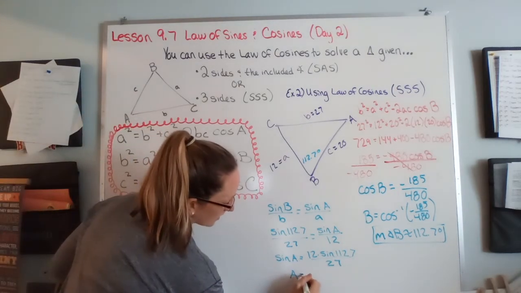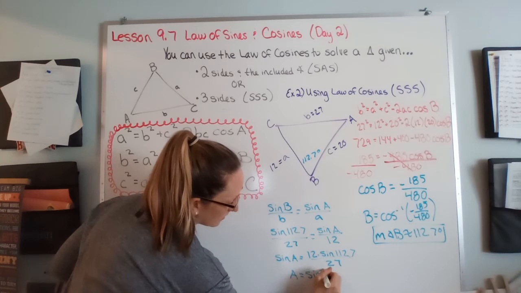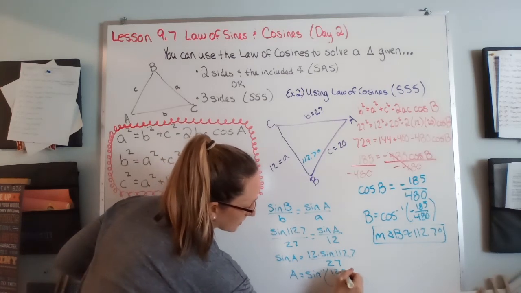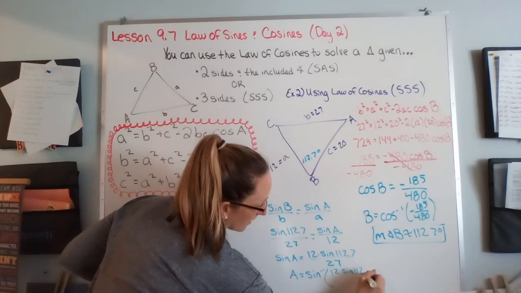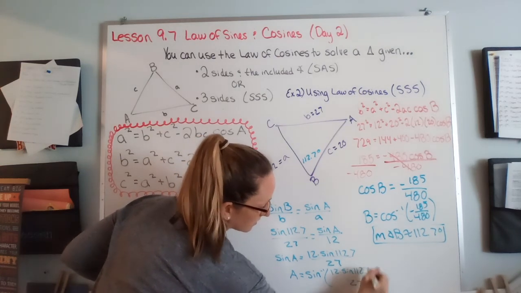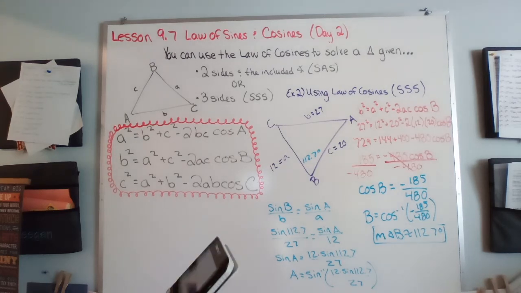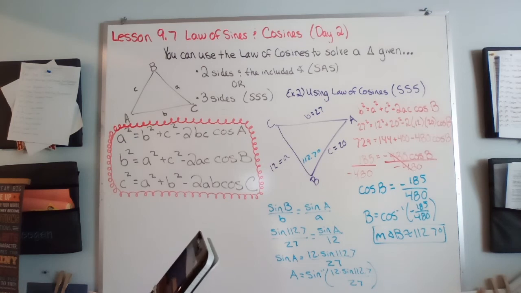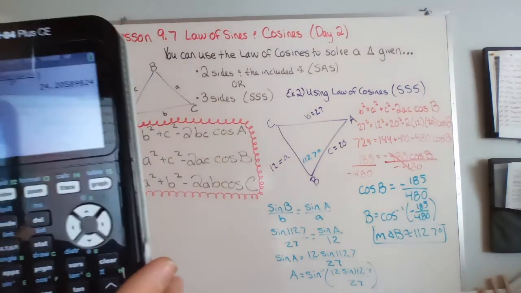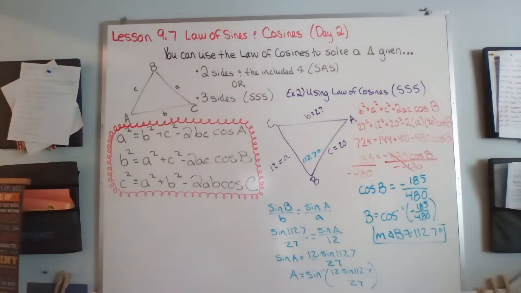So A is going to equal the inverse sine of 12 times sine 112.7 over 27. All right. So plug that into your calculator. So I have the inverse sine of 12 times sine 112.7 over 27. And you should get 24.2 approximately.